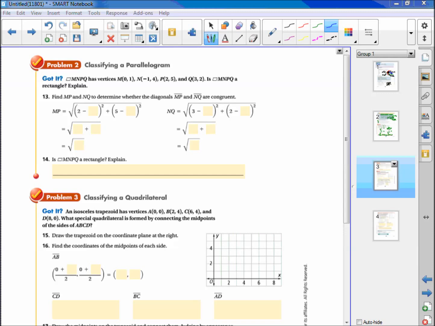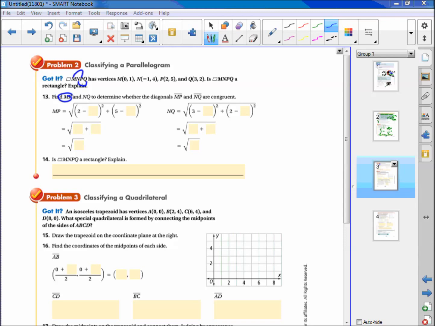Okay, on page 3, we have problem number 2, classifying a parallelogram. So quadrilateral MNPQ has vertices of M at 0, 1, N at negative 1, 4, P at 2, 5, Q at 3, 2. Is this quadrilateral a rectangle? Explain. Okay, so we know it's a parallelogram. Okay, we just want to check if it's a rectangle. So the quickest way to do that is to just check if the diagonals are congruent. So we want to find the length of MP, because that's one of our diagonals, and the length of NQ, because that's our other diagonal.